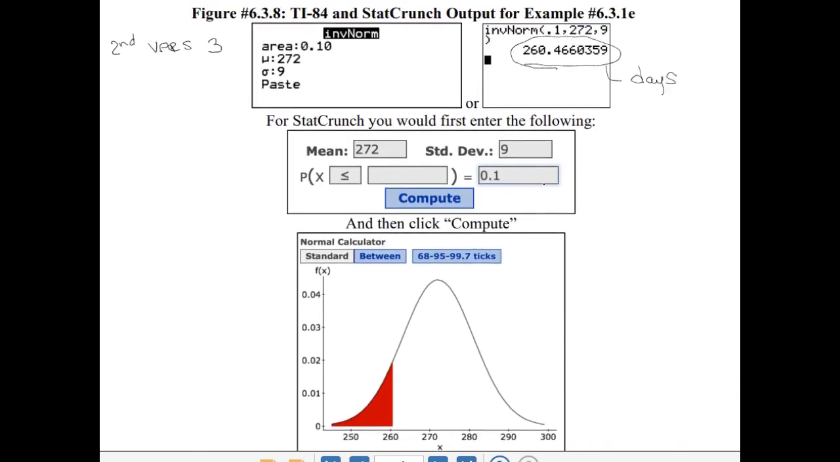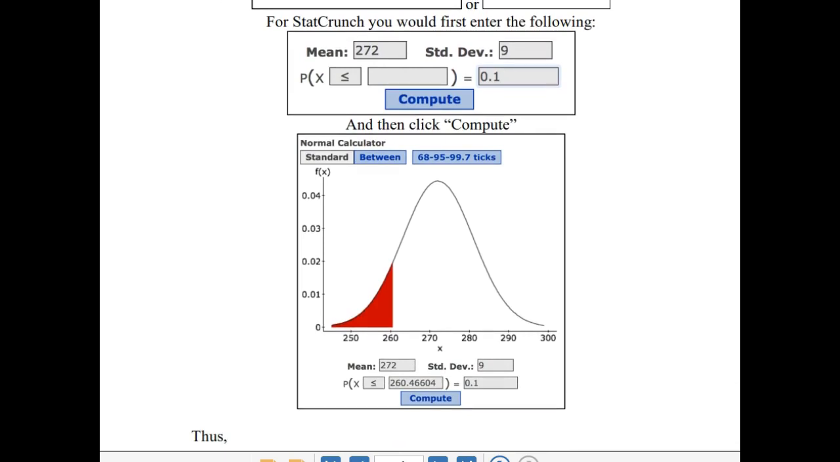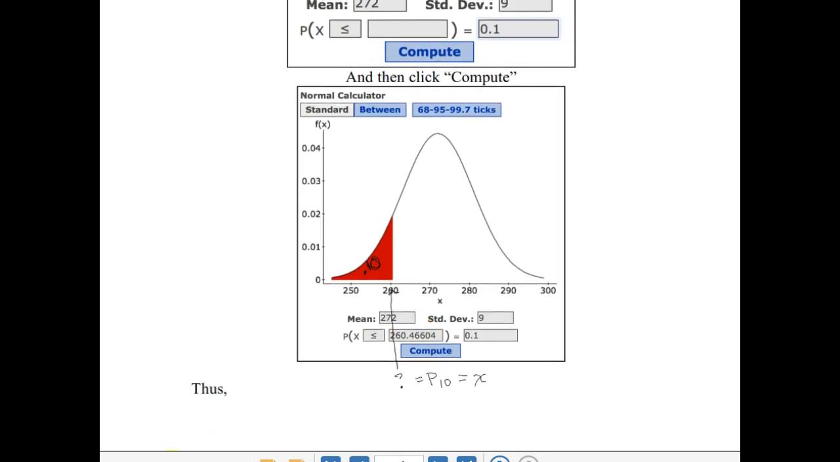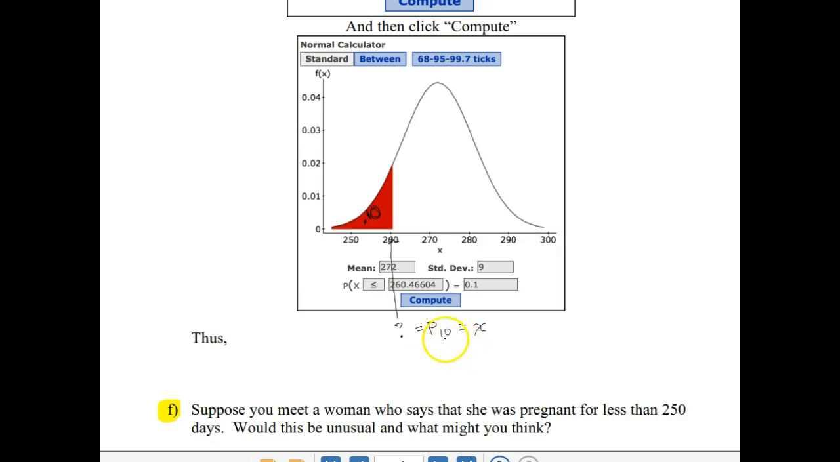What this number means, I'm going to show using the StatCrunch graph given here. The area in this tail is 10%, and what we were after was this cut score here, which is actually the 10th percentile. That value of x is 10% of the way into the distribution. From our computation, we know that number is a little bit bigger than 260. It's about 260.5 days. Just as with percentiles, we don't say 10% are at that particular value, but at or below. In this case, we were looking at strictly less than because it's a continuous random variable and the area at the endpoint doesn't matter.